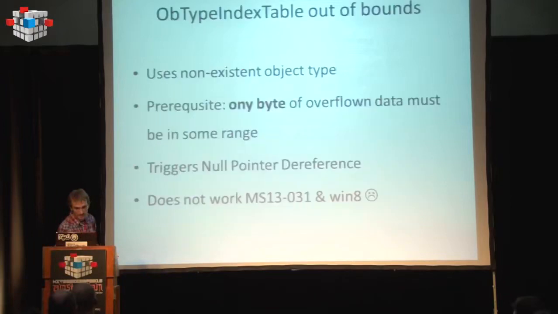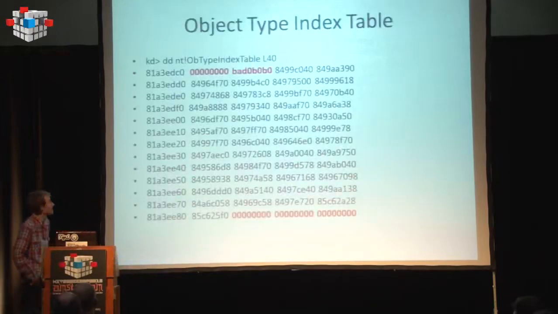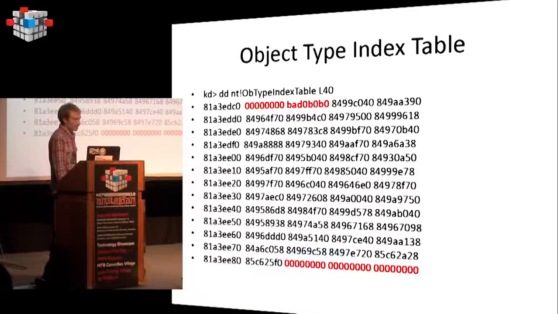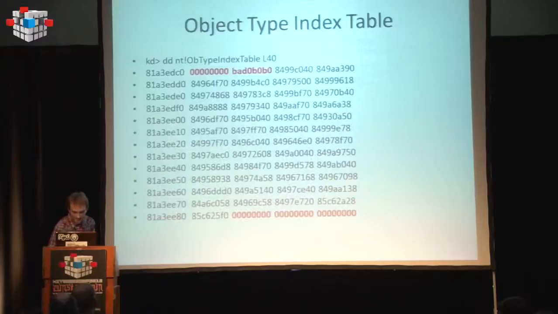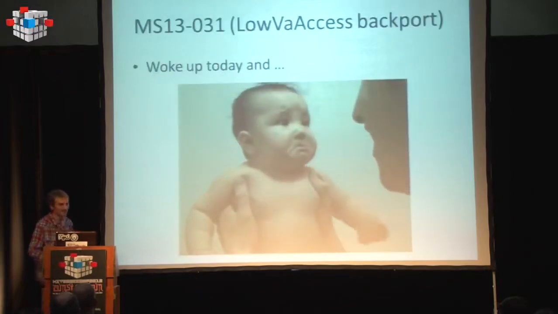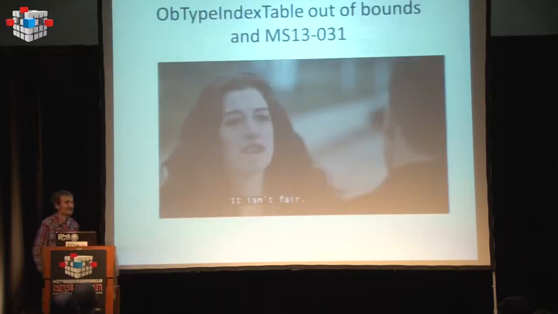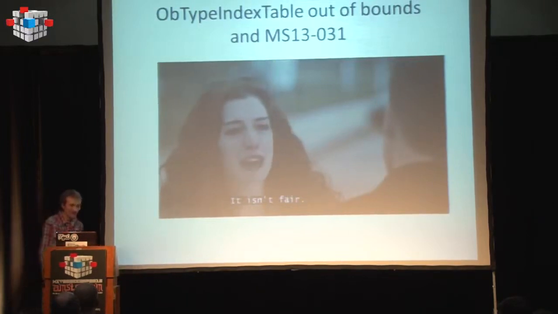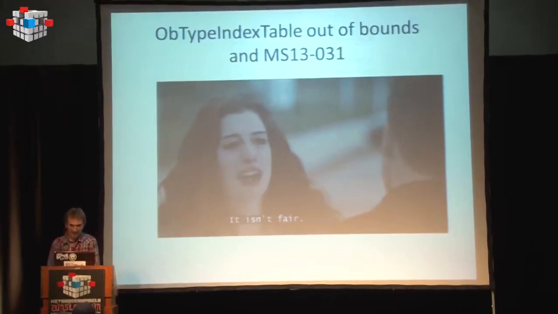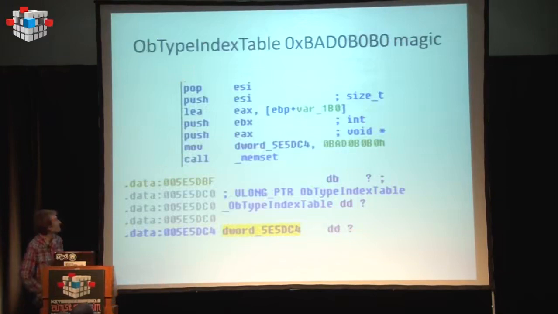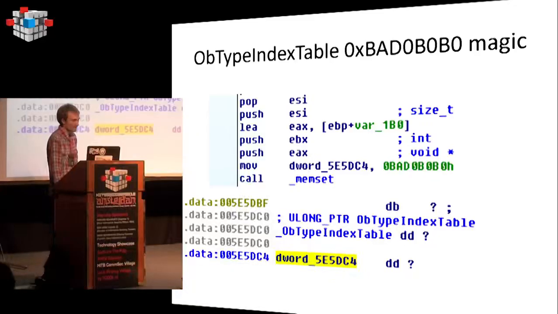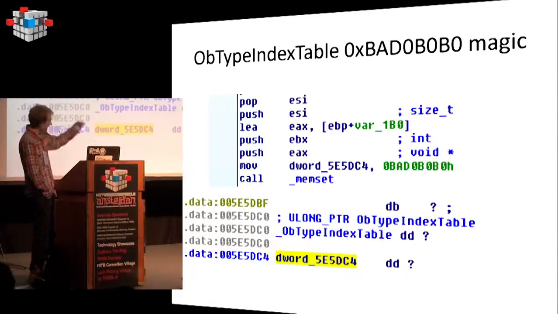But the thing is, as you know, on Windows 8 you can't allocate the null page. So this technique, using out of bounds, using 0 null values, works till Windows 8. But actually, I woke up today and saw a picture that Microsoft backported this restriction from Windows 8 to Windows 7. So basically, Microsoft eliminated this technique. But I'm not mad, actually, because there is a special value, which is 0xBAD0B0B0, and it is located at the second value in the array.